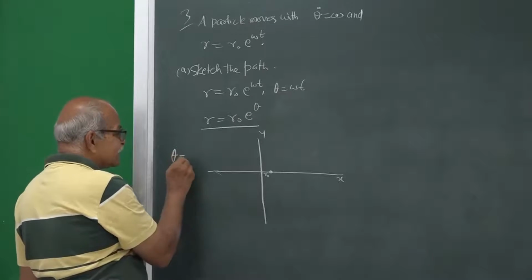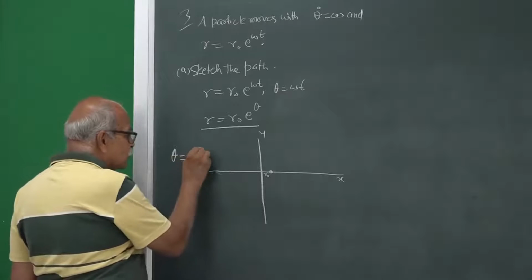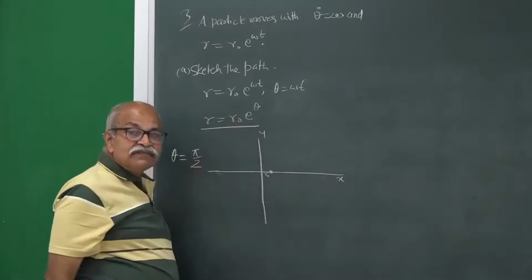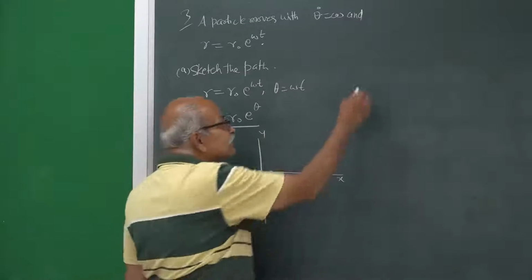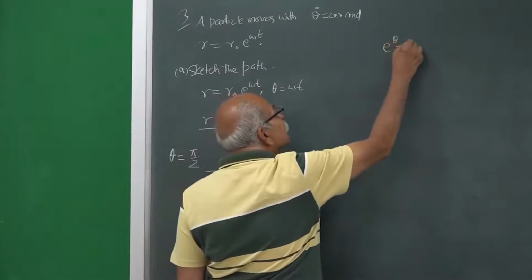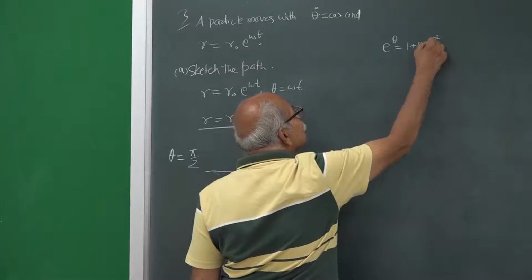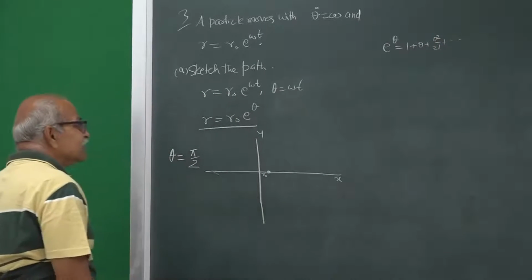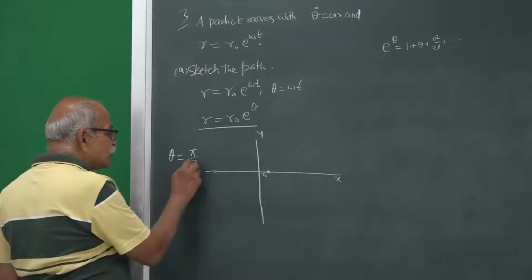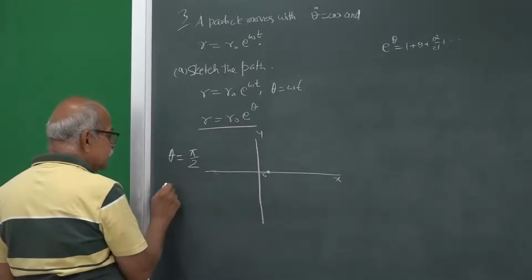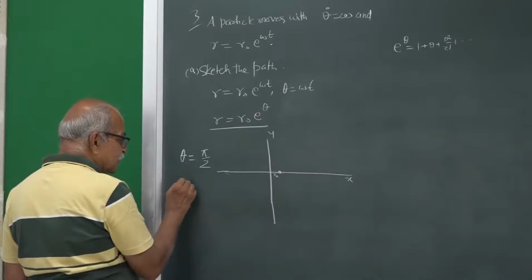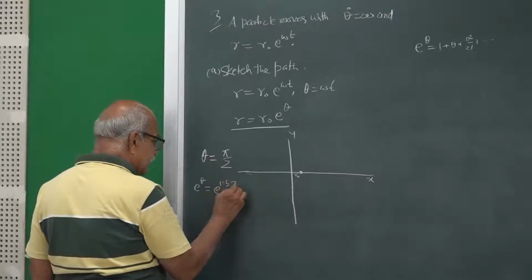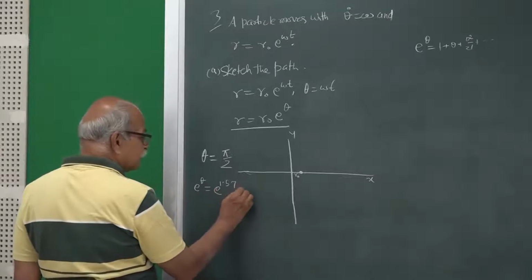Now, when theta is, let us say, pi by 2: as theta increases from 0, e to the power theta will increase. You know what e to the power theta is: 1 plus theta square by 2 and so on. So, as theta increases, e theta increases. At theta equal to pi by 2, e to the power theta is e to the power 1.57, and that value is around 4.8.